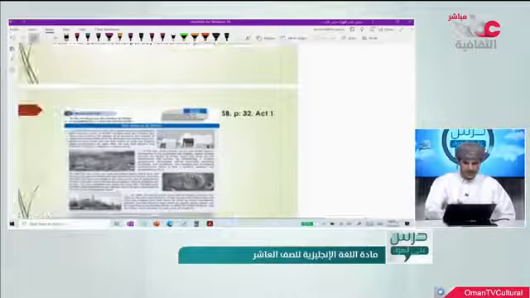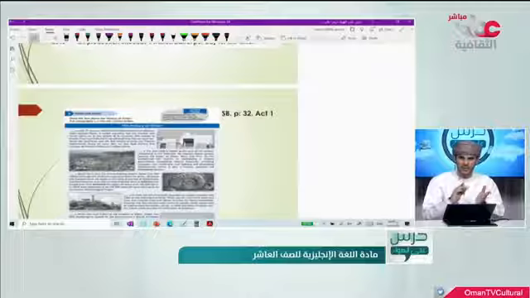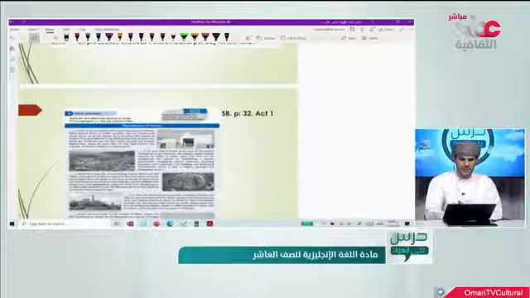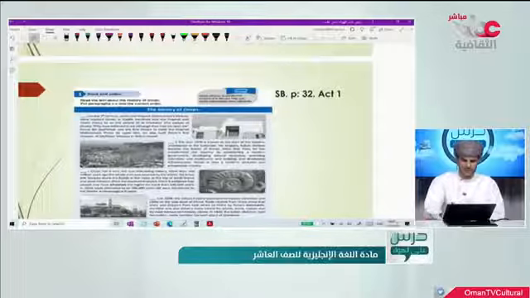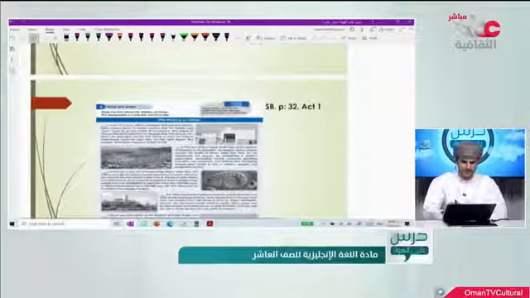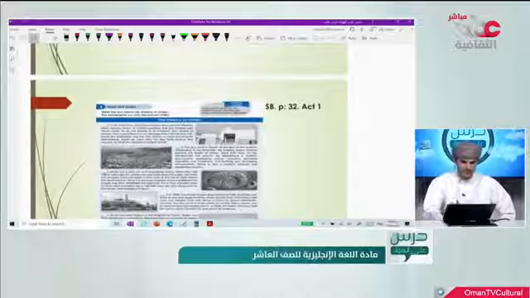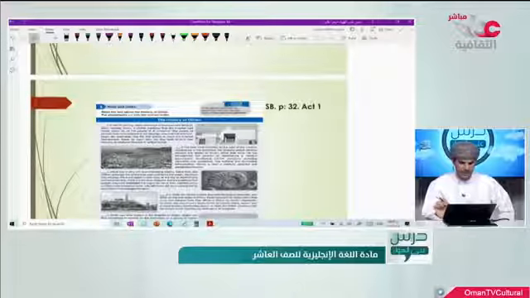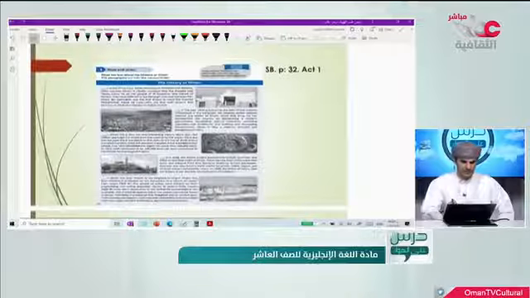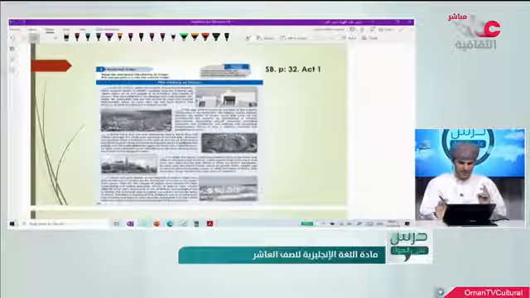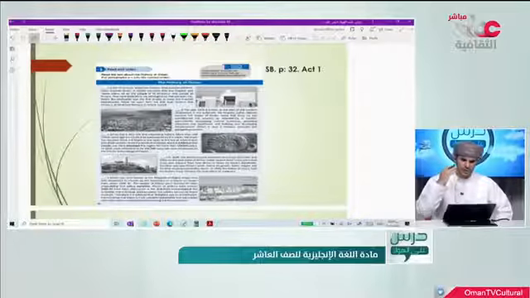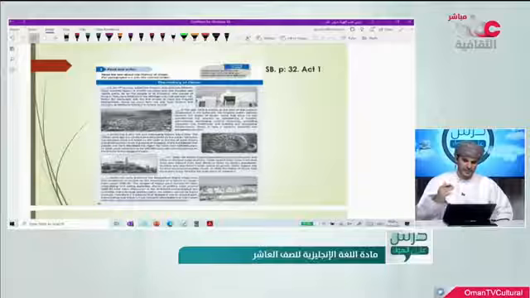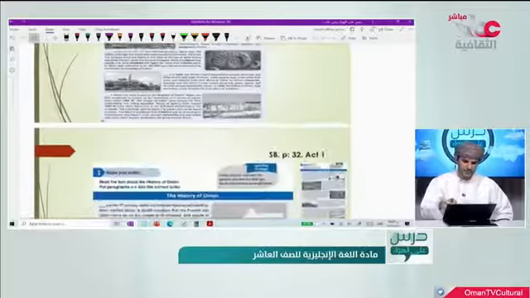Okay, now let's switch to the other book. Go to skills book, page 32, activity 1. Okay, opened. Read, Muhammad. Read the text about the history of Oman. Put paragraphs A to E. How many paragraphs do we have here? We have 5 paragraphs, A, B, C, D, and E. Put them in the correct order. Which one happened first?